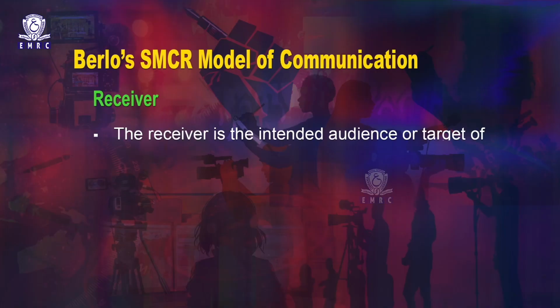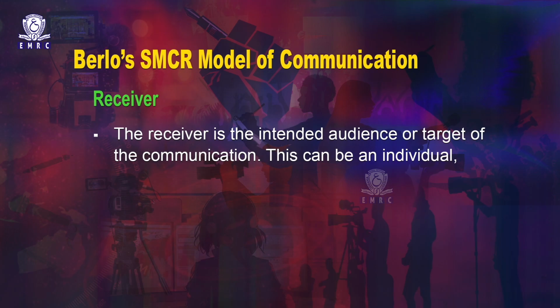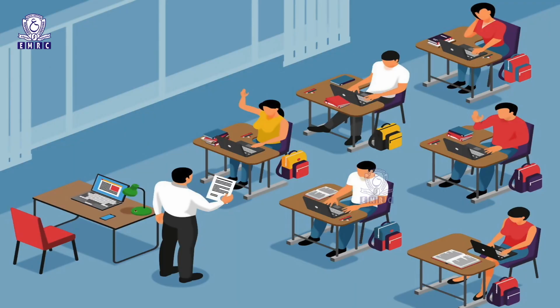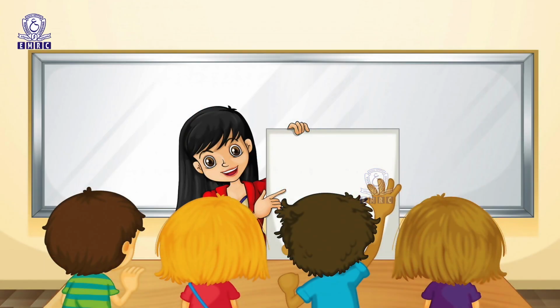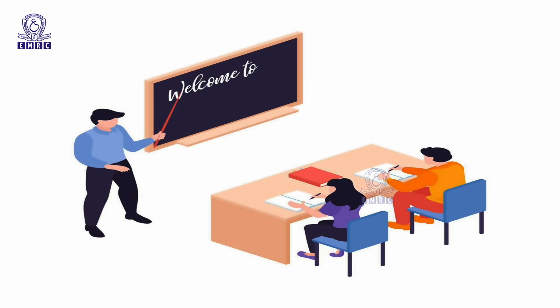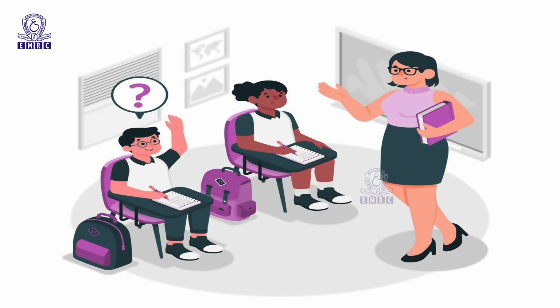Receiver. The receiver is the intended audience or target of the communication. This can be an individual, a group or the general public. The receiver's role is to decode the message, translating the encoded information back into a form that can be understood. The receiver's interpretation may be influenced by factors such as knowledge, attitudes and context. Example: the students are the receivers of the message. They are the intended audience who need to understand and act upon the information conveyed. Their role is to reason, comprehend and potentially ask questions for clarification.